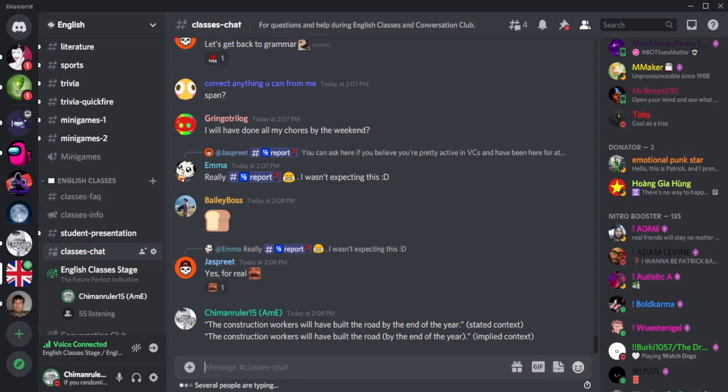The construction workers will have built the road by the end of the year. This is expressed. It is explicit. The construction workers will have built the road. Now, if that by the end of the year was stated from before, then you actually don't need to include it here because the context will already be clear. So this context here is implied or implicit. Anyway, basically make sure that if you're going to use the future perfect, have additional context for it.